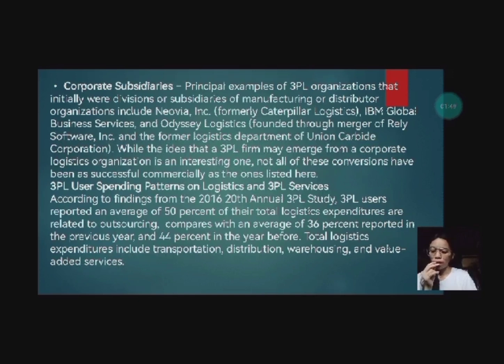So, for example, let's say a company spent $100 on logistics in 2015. In 2016, if they followed the trend, $36 of that would have been spent on outsourcing services. In 2017, it would have increased to $44, and in 2018, it rose further to $50. So over time, more companies are allocating a larger portion of their logistics budget to outsourcing.